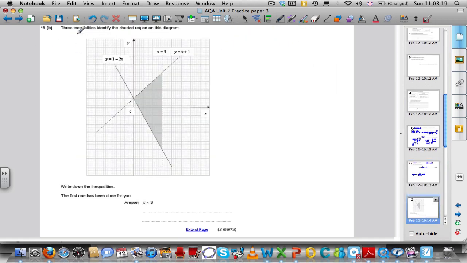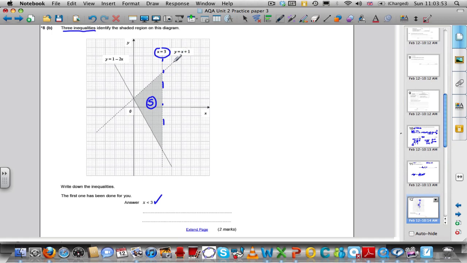Okay, 3 inequalities identify the shaded region in this diagram. Write down the inequalities. So this is our shaded region, and we know that the dotted lines mean strict inequalities and the whole lines mean less than or equal to or bigger than or equal to. Now x is 3 is this line here, so the shaded region are for all x values strictly less than 3. That's why that one's given to us.